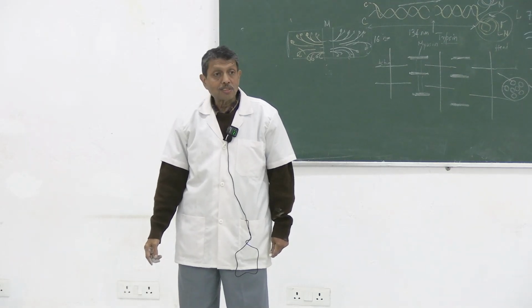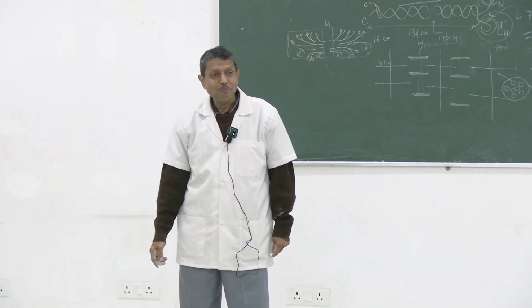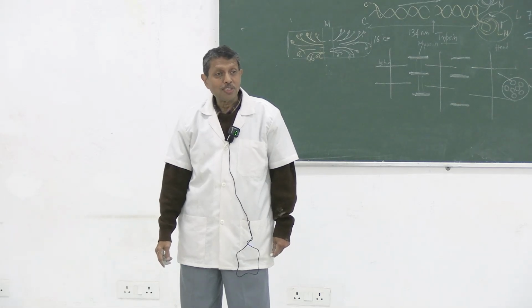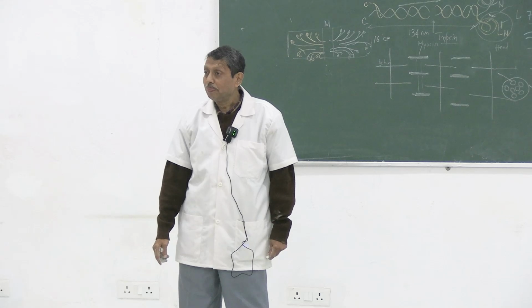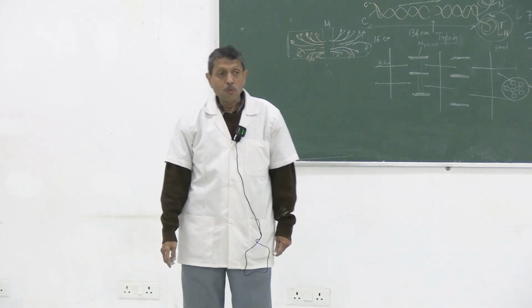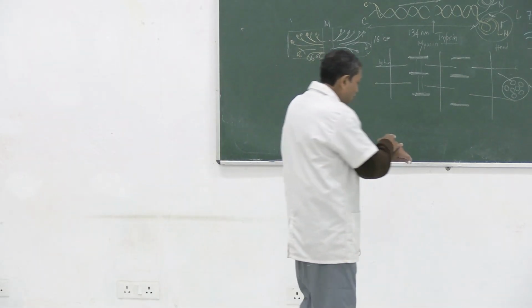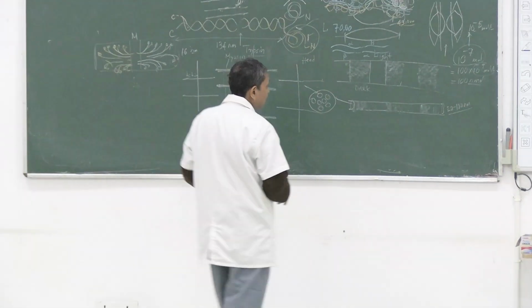So there are structures that are called the sarcotubular system. The sarcotubular system consists of T tubules and sarcoplasmic reticulum. Clear? Sarcoplasmic reticulum, sarcotubular system. And what are they?